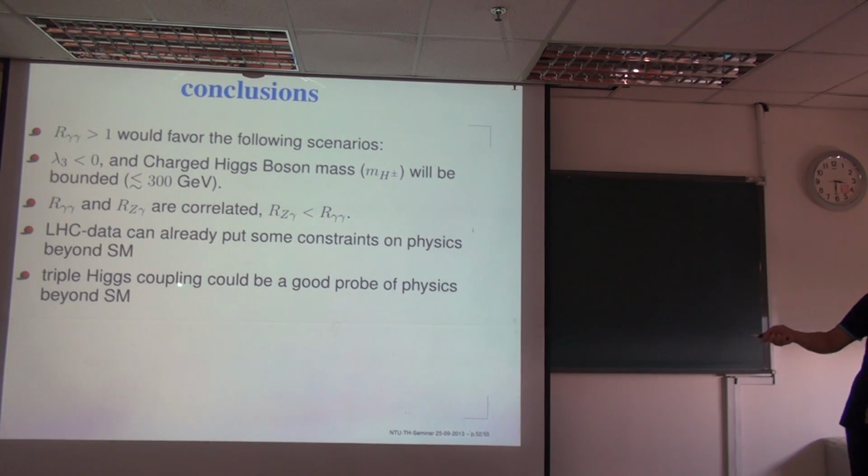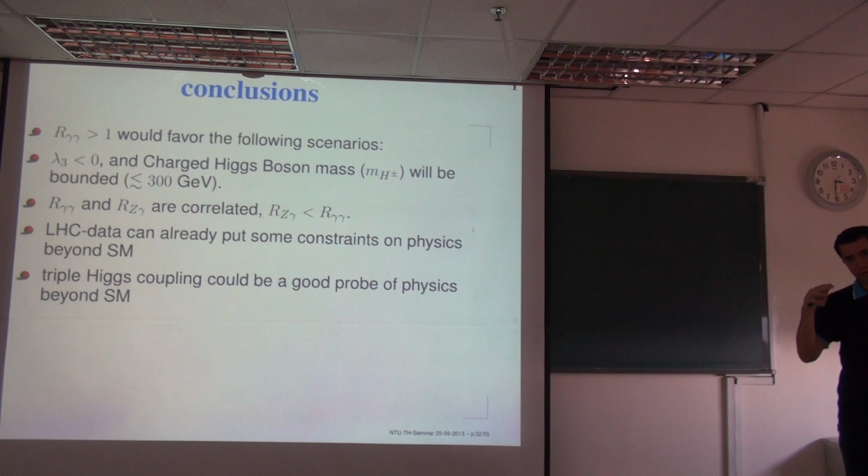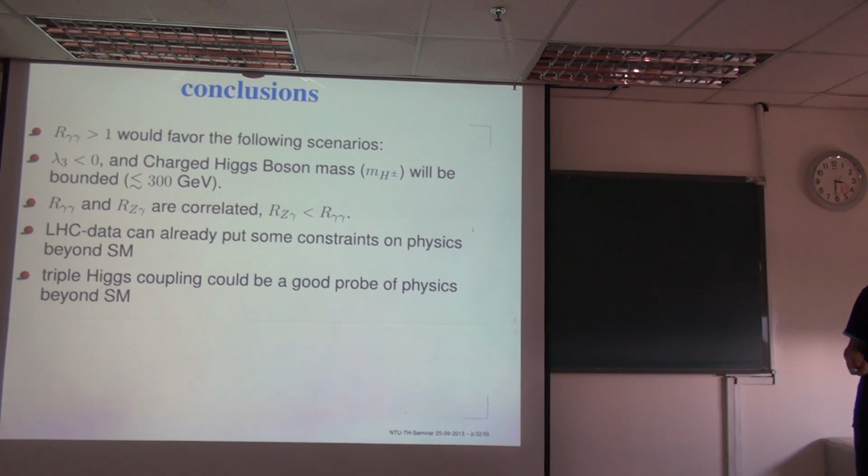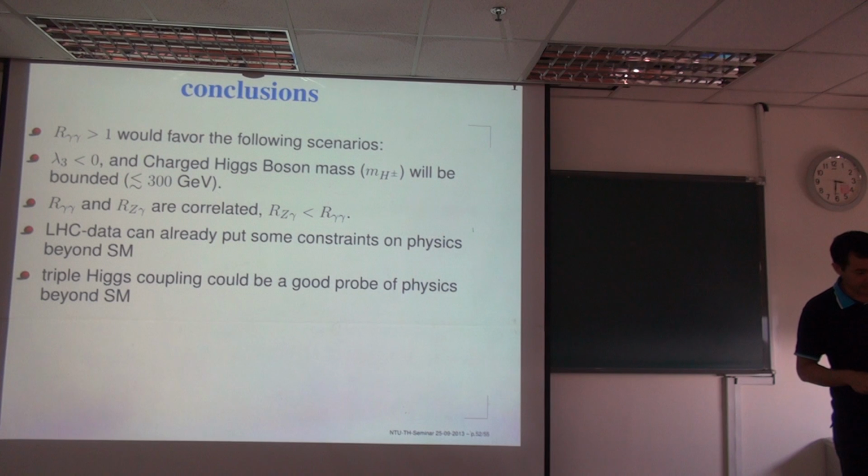And also the triple Higgs coupling could be a good probe of physics behind the standard model, because those triple couplings are very sensitive to the details of the scalar potential. So if you have a scalar potential like the one I showed you, the inert Higgs doublet model, it has this freedom of taking those lambdas with unitarity and perturbativity constraints. We can still have some large correction for those triple couplings, and that could give some information on the physics beyond the standard model. That's it. Thank you very much. Thank you.